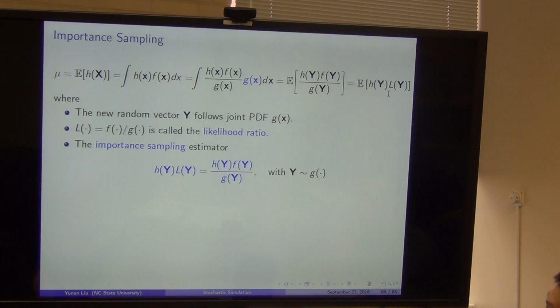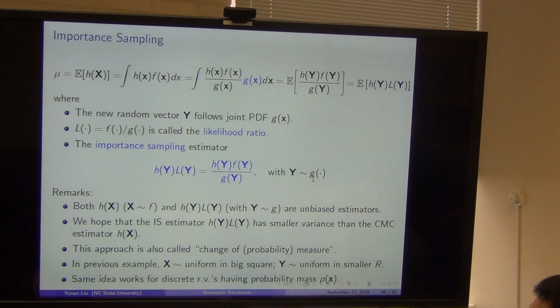This estimator is unbiased because the expectation of it is equal to mu. This is the so-called importance sampling estimator: h(Y) times L(Y), or h times f divided by g, where Y follows g. Of course, we can't choose an arbitrary g. We have to choose g wisely, so this becomes easier.